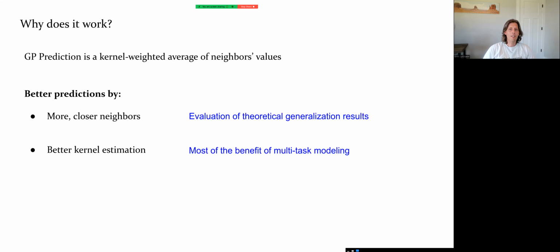For the first, we study theoretical generalization results and show how empirical learning curves compare to their theoretical bounds. For the second, we show that in this particular setting, most of the benefit of multitask modeling is coming from improved kernel estimation. In the previous figure showing the improvement in cross-validation, it was not having 100 nearer neighbors that improved the model predictions. It was the improved kernel estimation of having 100 additional data points.